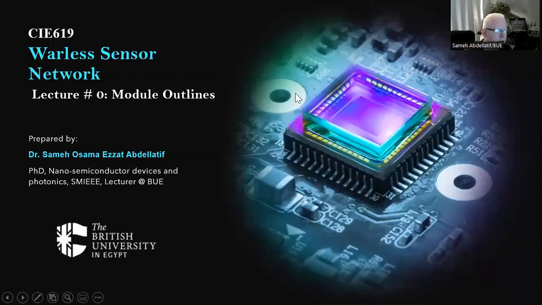So let me first start with sharing screen with our zero lecture dealing with the module outlines. As I just illustrated, this is our first lecture with the wireless sensor network module. And as you can see, this is a postgraduate module with 6-level codes, 619 CIE for the communication and information engineering.